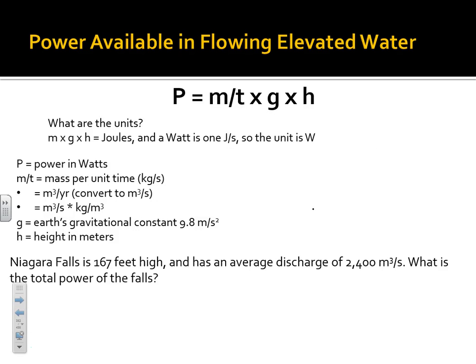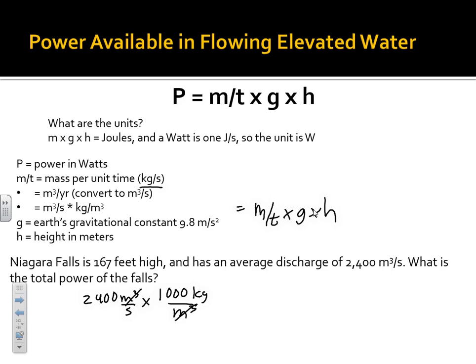All right, let's go ahead and work through this. Niagara Falls is 167 feet high. So we need mass per unit time times G times H. In this case, you have to do a little bit of unit conversion. First, let's start with mass per unit time. We know that we have a discharge of 2,400 cubic meters per second. Remember, we need kilograms per second. If you remember our density conversion factor, there are 1,000 kilograms in a meter cubed.